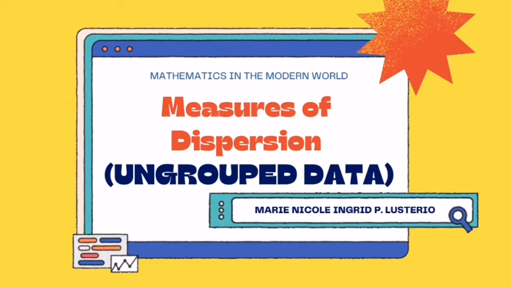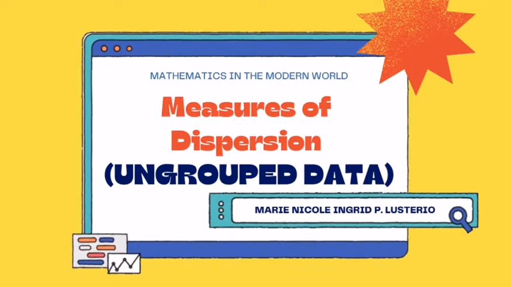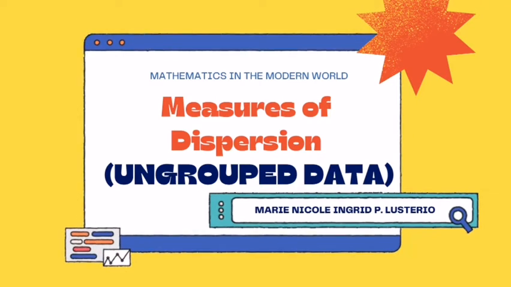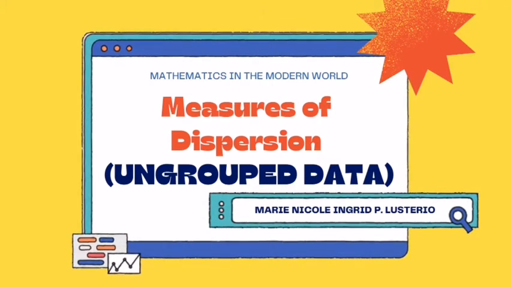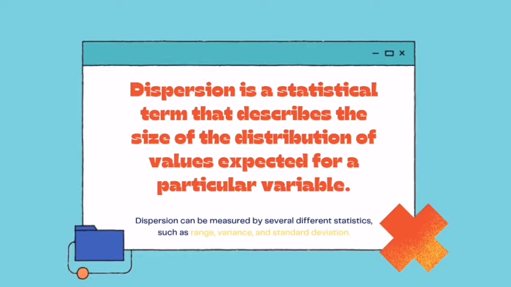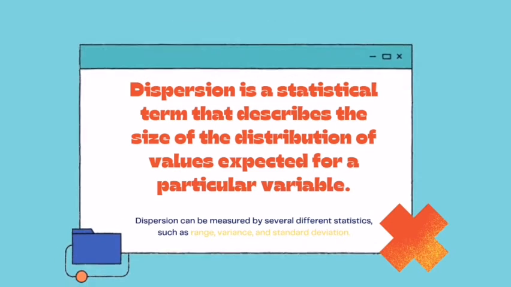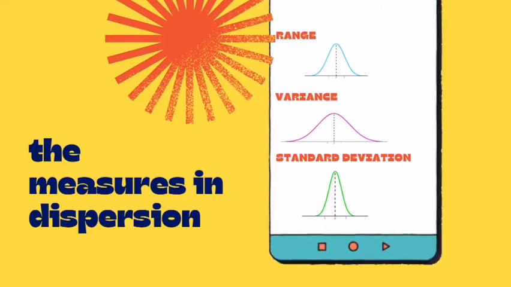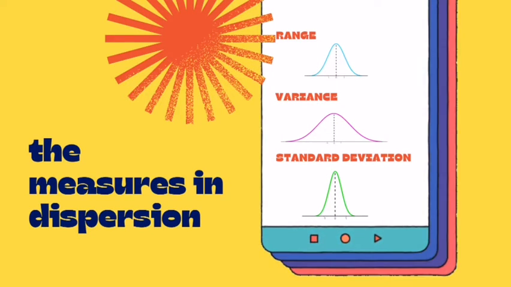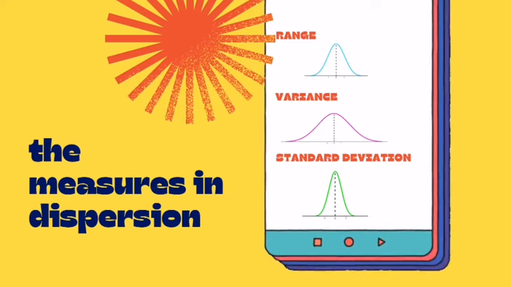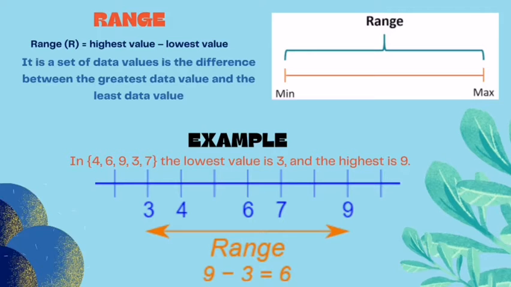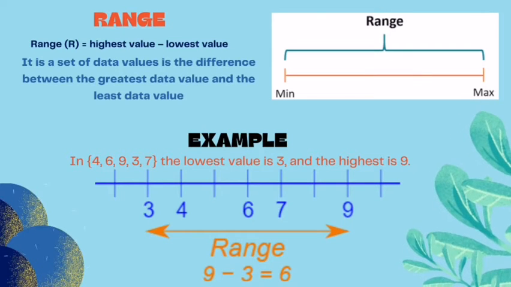For today's lesson in Mathematics in the Modern World, we are going to discuss measures of dispersion, how to compute it, and its application to our daily life. Dispersion is a statistical term that describes the size of the distribution of values expected for a particular variable. This dispersion can be measured through range, variance, and standard deviation, and let's take a deep look at these measurements.